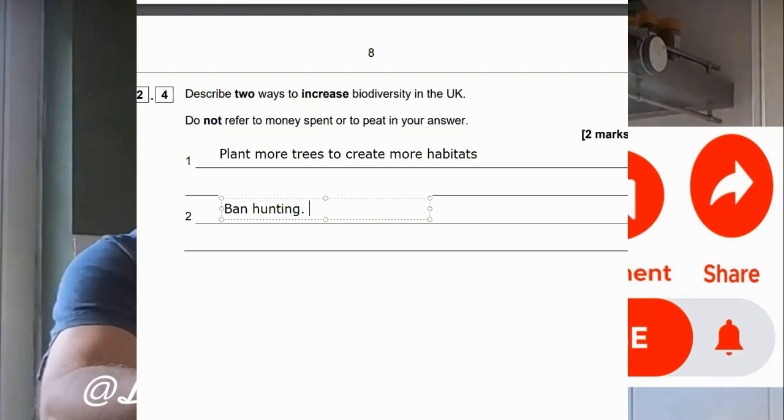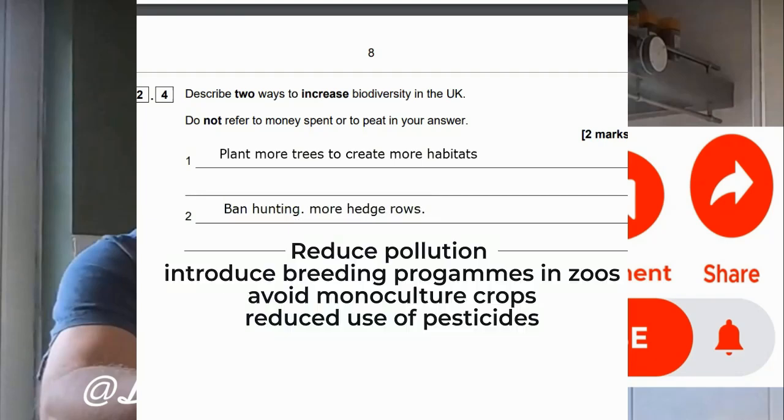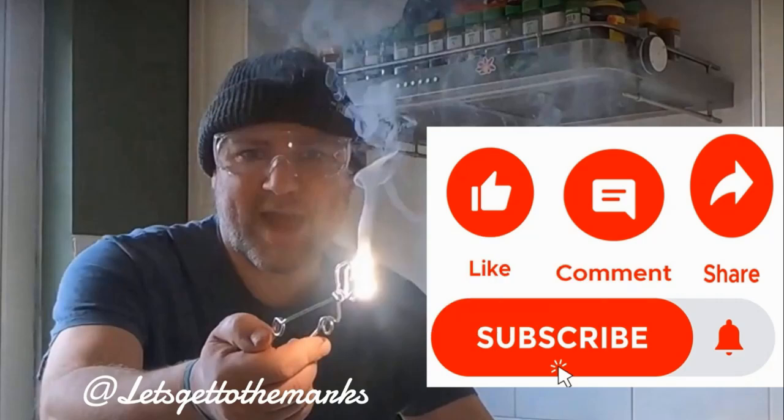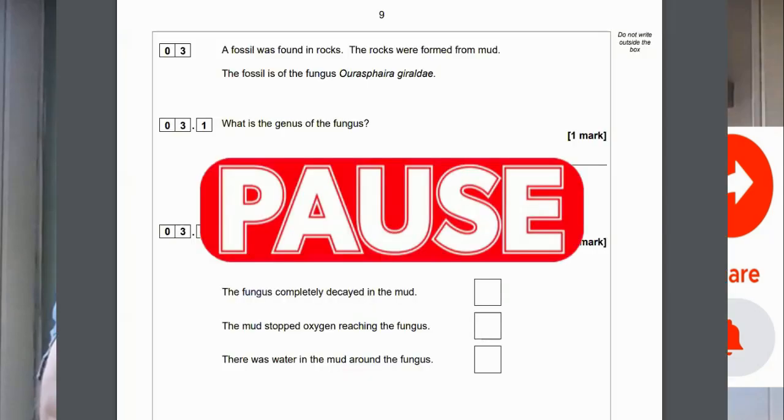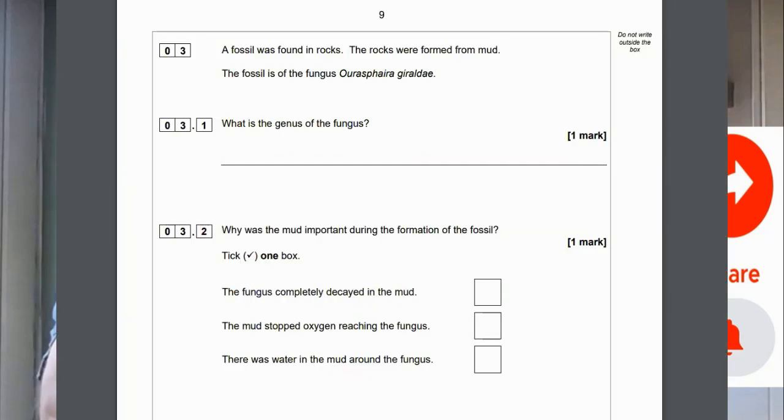We can ban hunting. There's a whole heap of things we can do here to actually increase the biodiversity. We can get farmers to grow more hedges around their fields. We can reduce pollution. We can introduce breeding programs in zoos. There's a whole heap. You can pause the video and check those answers out. All right, let's move on. I'm looking to get through this video nice and quick, people.